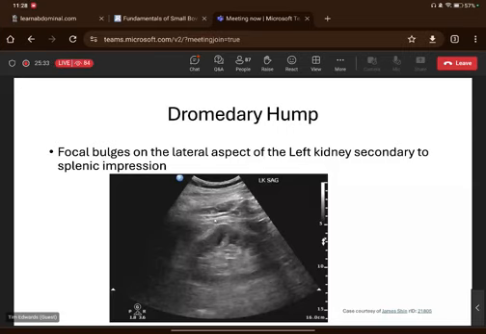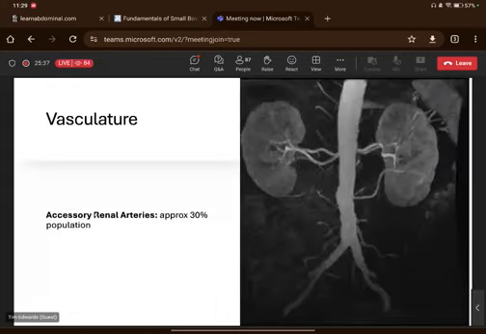And then in terms of renal vasculature, commonly you can get accessory renal arteries. So as we can see on this MRA of the renal vessels, we've got two renal arteries on the right side, and then three renal arteries on the left side. So that's quite a common variant to be aware of.